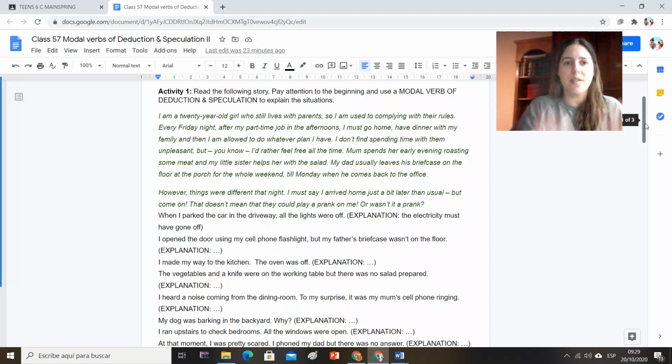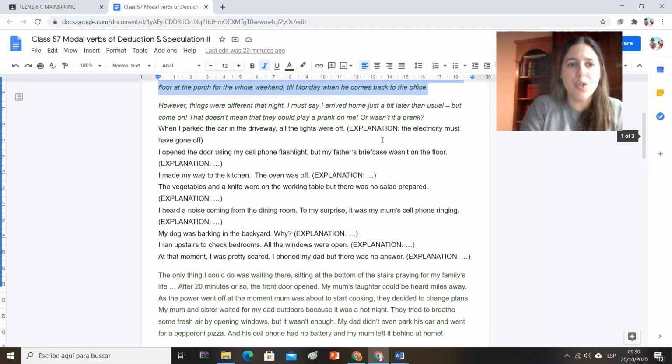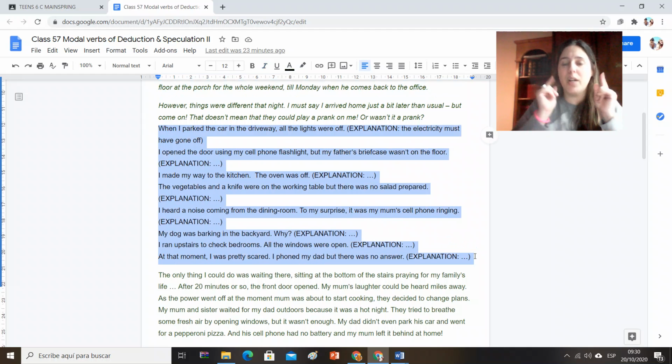So, first, read the beginning, the introduction, and pay attention to details because she gives details about what usually happens at home, what happened that particular day. On that day, things were different. So, what I want you to do is write a possible explanation for these situations. You're going to understand better when you read the story, but I'm giving you an example.